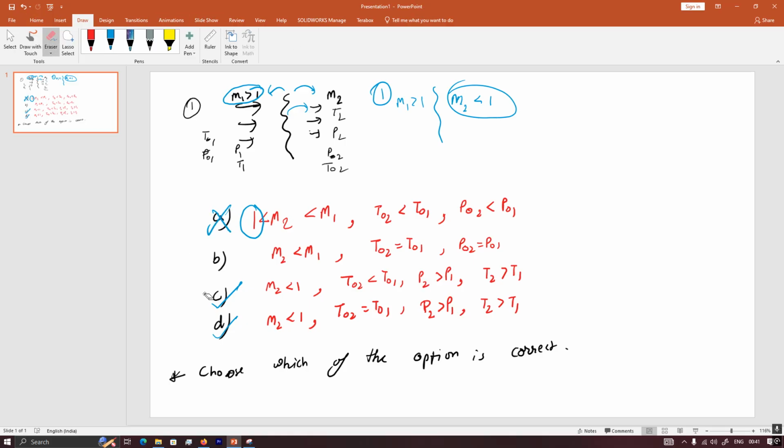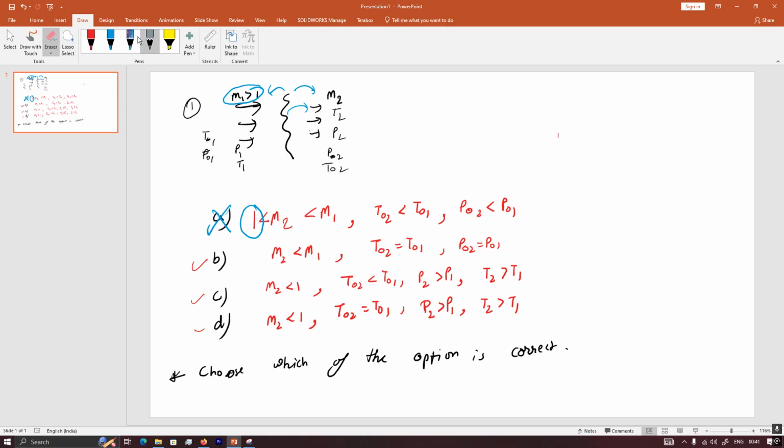So three options are possible here. B can be right, C can be right, D can be right. Why can B be right? Because M2 is less than M1, that is true. It is a different matter whether it is mentioned that M2 is less than 1 or not, but technically this is also right. So now one option is eliminated.